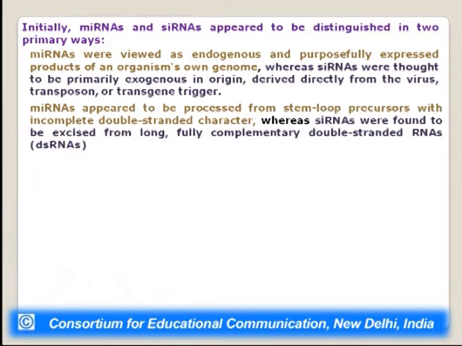The second difference was that microRNAs appeared to be processed from stem loop precursors with incomplete double-stranded character. You know that RNA has a tendency to form secondary structures such as stem loop structures or hairpin structures. So, when a stem loop structure is formed, there is an incomplete double stranded region, and microRNAs are derived from such structures, whereas siRNAs were found to be excised from long fully complementary double stranded RNA molecules.